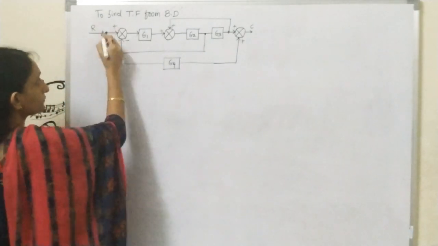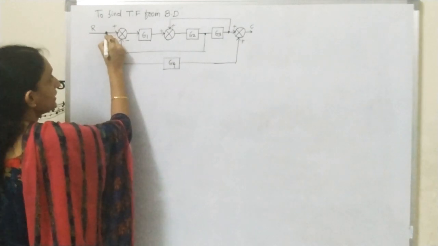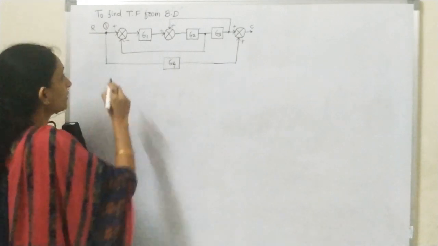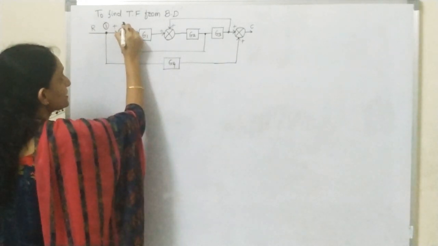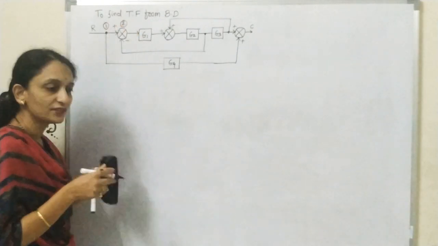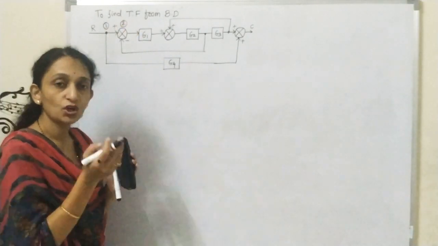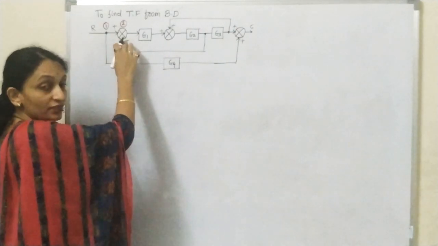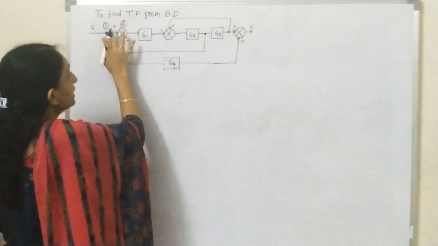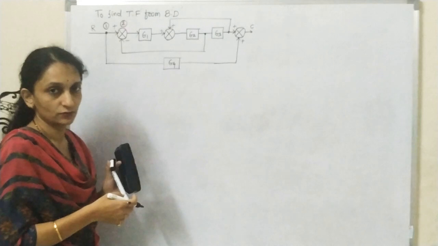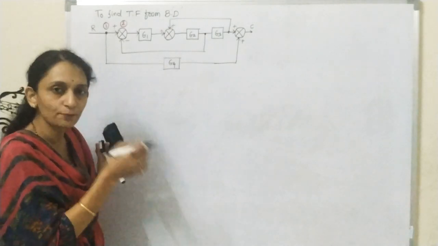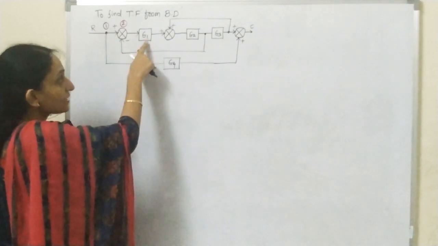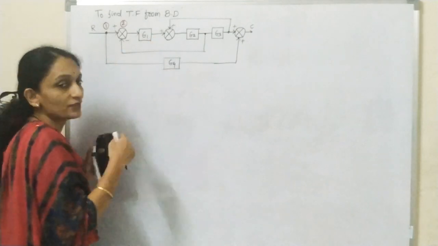Here the input signal is there and then a takeoff point, so I will consider node number 1 as the takeoff point. Then a summing point is there, so I will consider this as node number 2. Generally, if the takeoff point is before the summing point, we consider these two as separate nodes. There is no gain in between these two nodes. If there is a gain, no doubt we have to consider them separately.